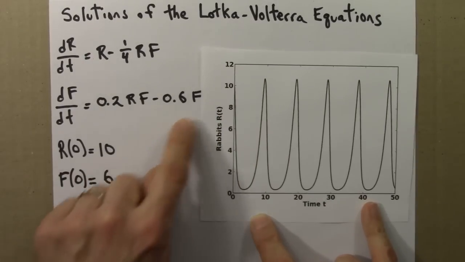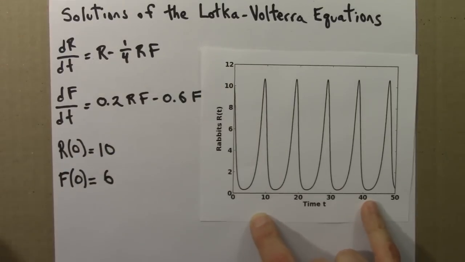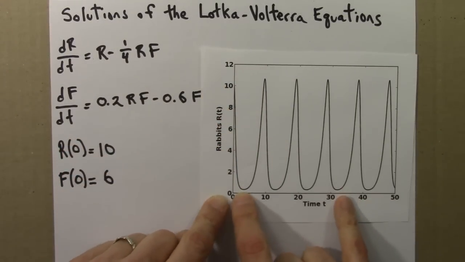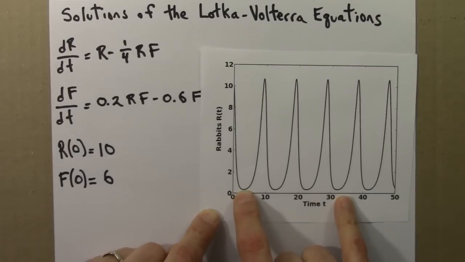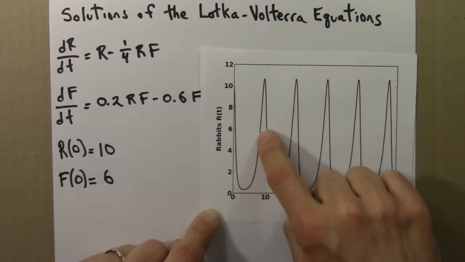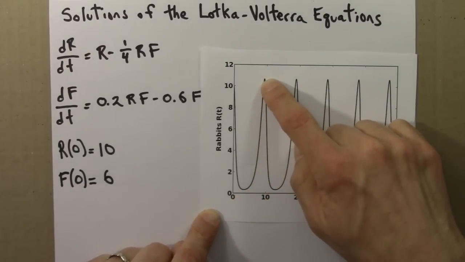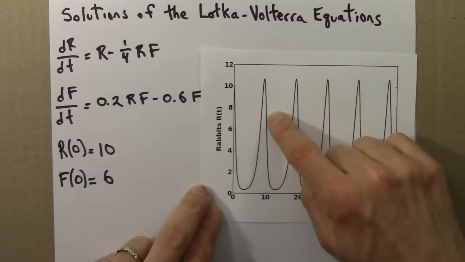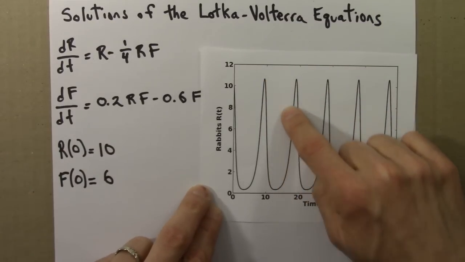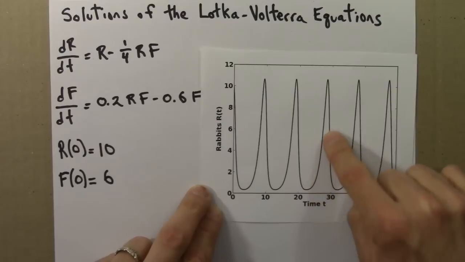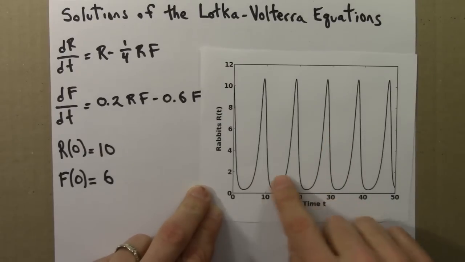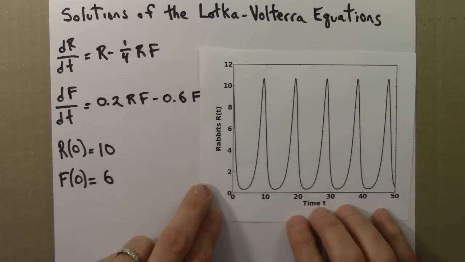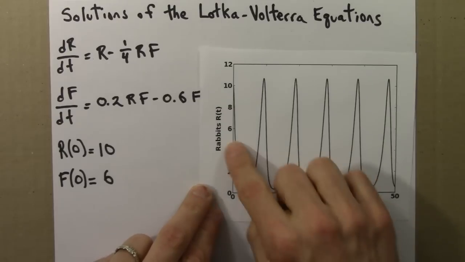So we start with 10. That's what we see there. And then very quickly, the rabbit population crashes. It's bad, looks like times are bad for the rabbits. But then they recover and spike up to a little bit more than 10, almost 11 tons of rabbits. And then the population crashes again, spikes up, crashes again and spikes up, and so on. So we see a cycle. There's some cyclic behavior to the rabbit population. Okay, so those are the rabbits.